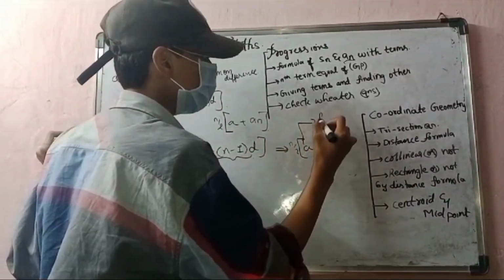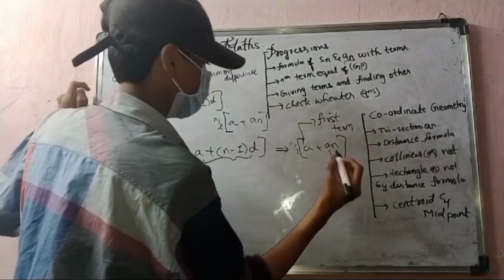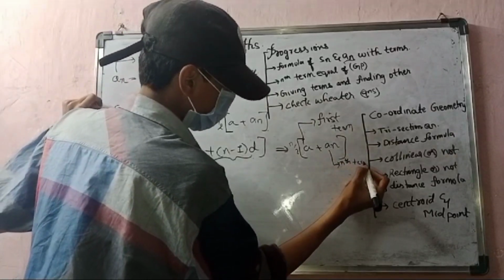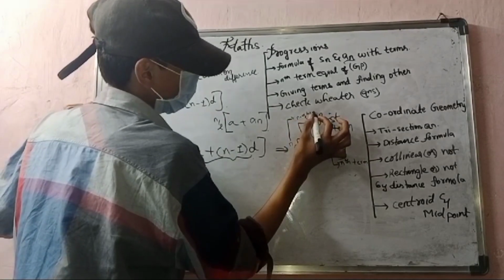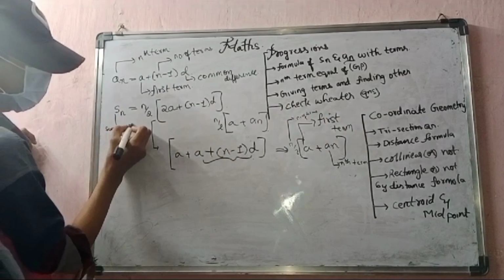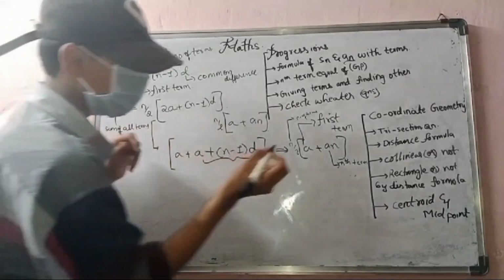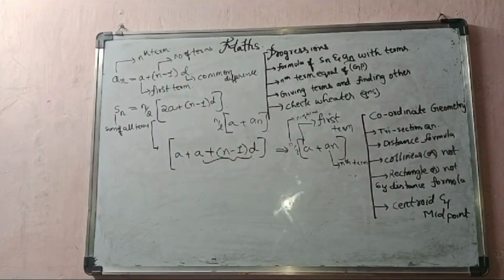Here a is the first term, you know. An is the nth term. n by 2, where n is the number of terms. Sn means sum of all terms. Clear? Is anything left in this? d: if you have written this, it means you should write d. Okay, clear?